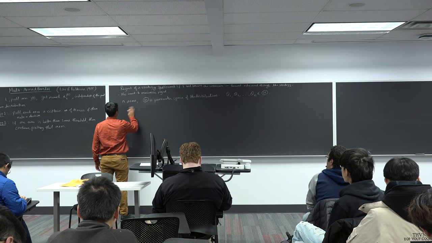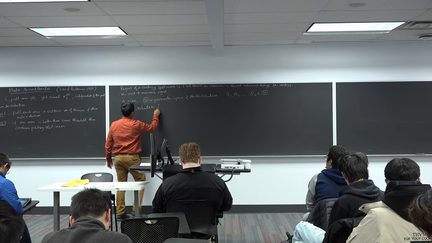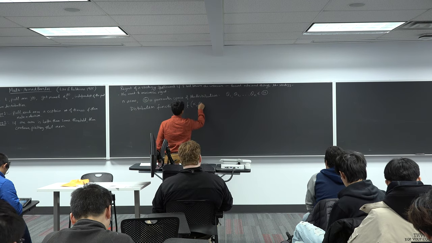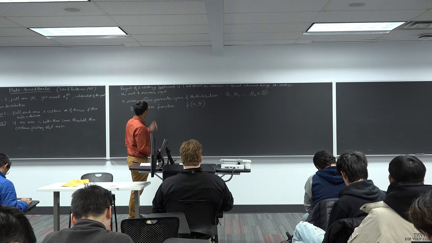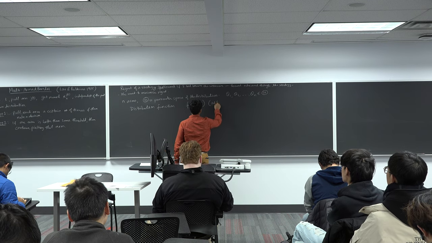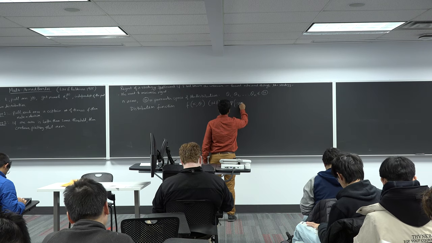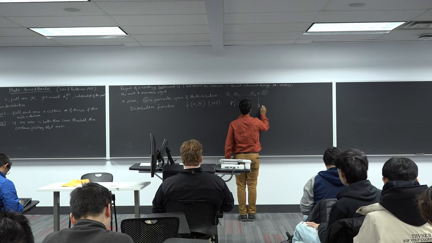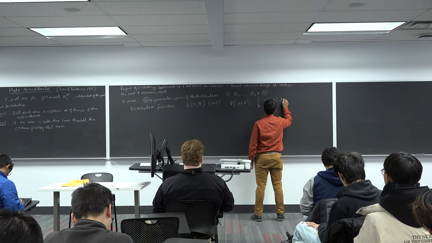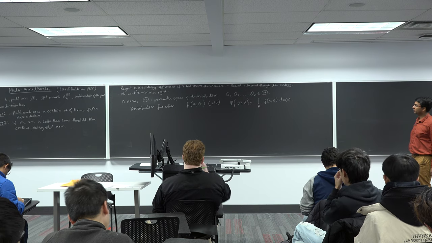So the distribution function is f of x theta. This is the PDF. And the probability of x in A is given by the integral over A of f(x, theta) d nu x. Nu is some underlying measure on the space. Doesn't matter what the measure is.